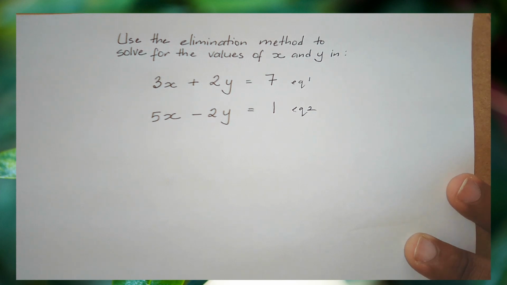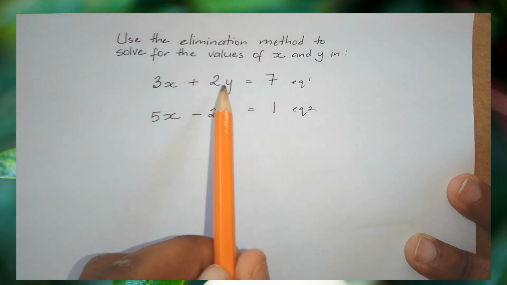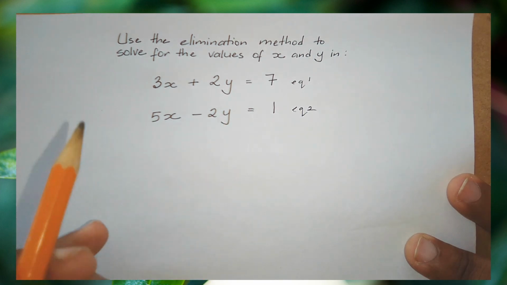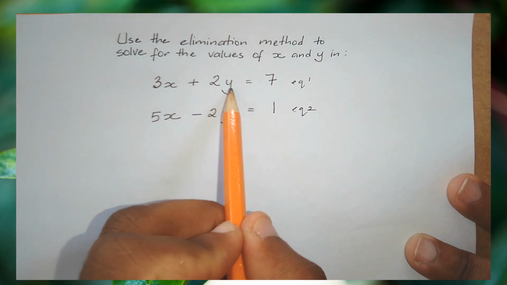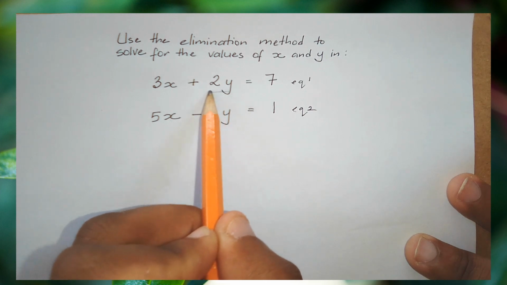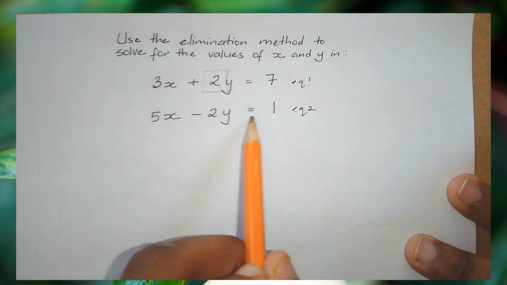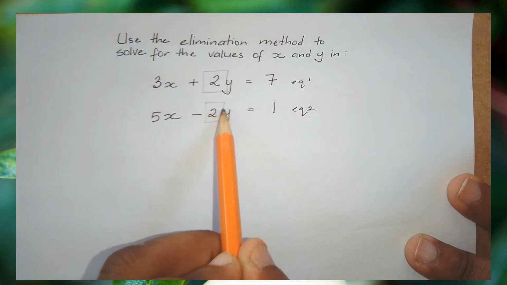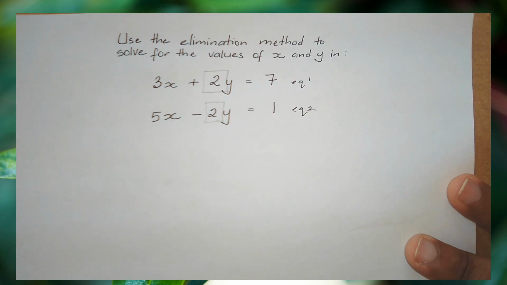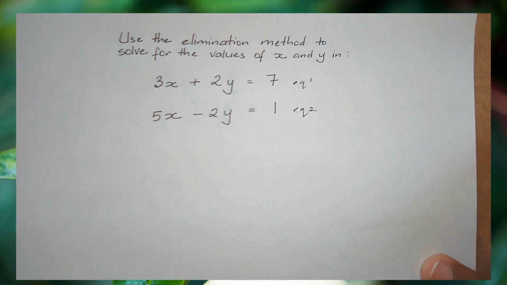We want to look for the easier variable to eliminate, and to identify that, the variables we have are x and y. So if I look at the variable y in equation 1, notice that it has this 2 in front of it. And if I look at the variable y in equation 2, it also has this 2 in front of it. So straight away, the easier variable to eliminate or get rid of is the variable y. So how are we going to get rid of y?